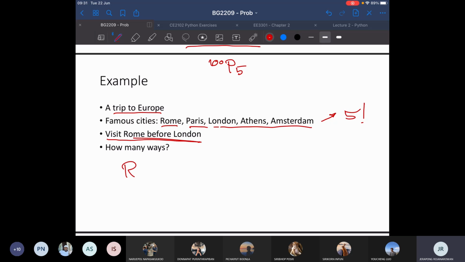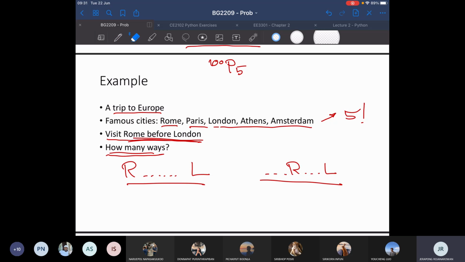What does it mean? Rome can be here, and then you have something, and then London could be here, or it could be something, and then Rome, and then something, and then London. So in this case, Rome would be before London. So how many ways you can do it? Again, if you do it like this, it's gonna be difficult because you have many cases, right? So in this case, you have to use the trick.